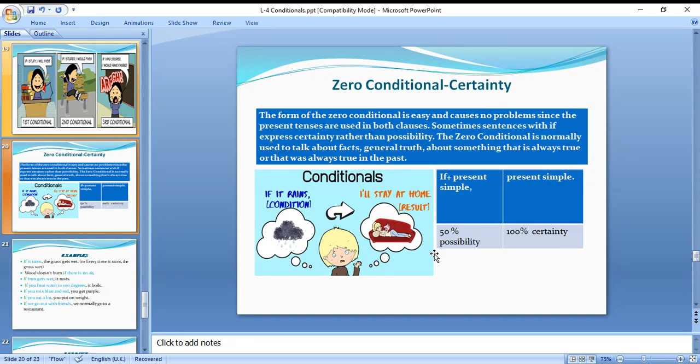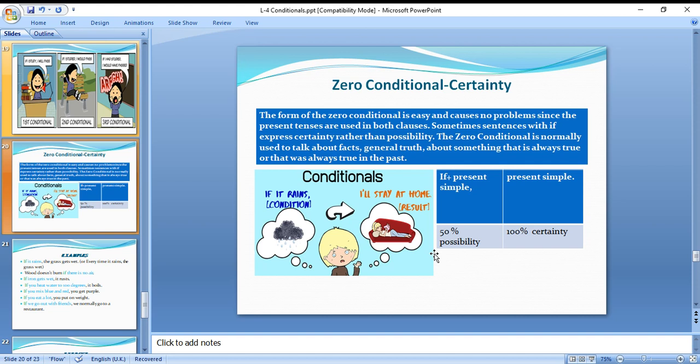The fourth one is a zero condition. When the condition is zero, obviously there is certainty. The form of the zero conditional is easy and causes no problem since the present tense is used in both clauses. Sometimes sentences with if express certainty rather than possibility. The zero conditional is normally used to talk about facts, general truth, about something that is always true or that was always true in the past, and that's why it is a certain condition. That's why the condition is absent here.